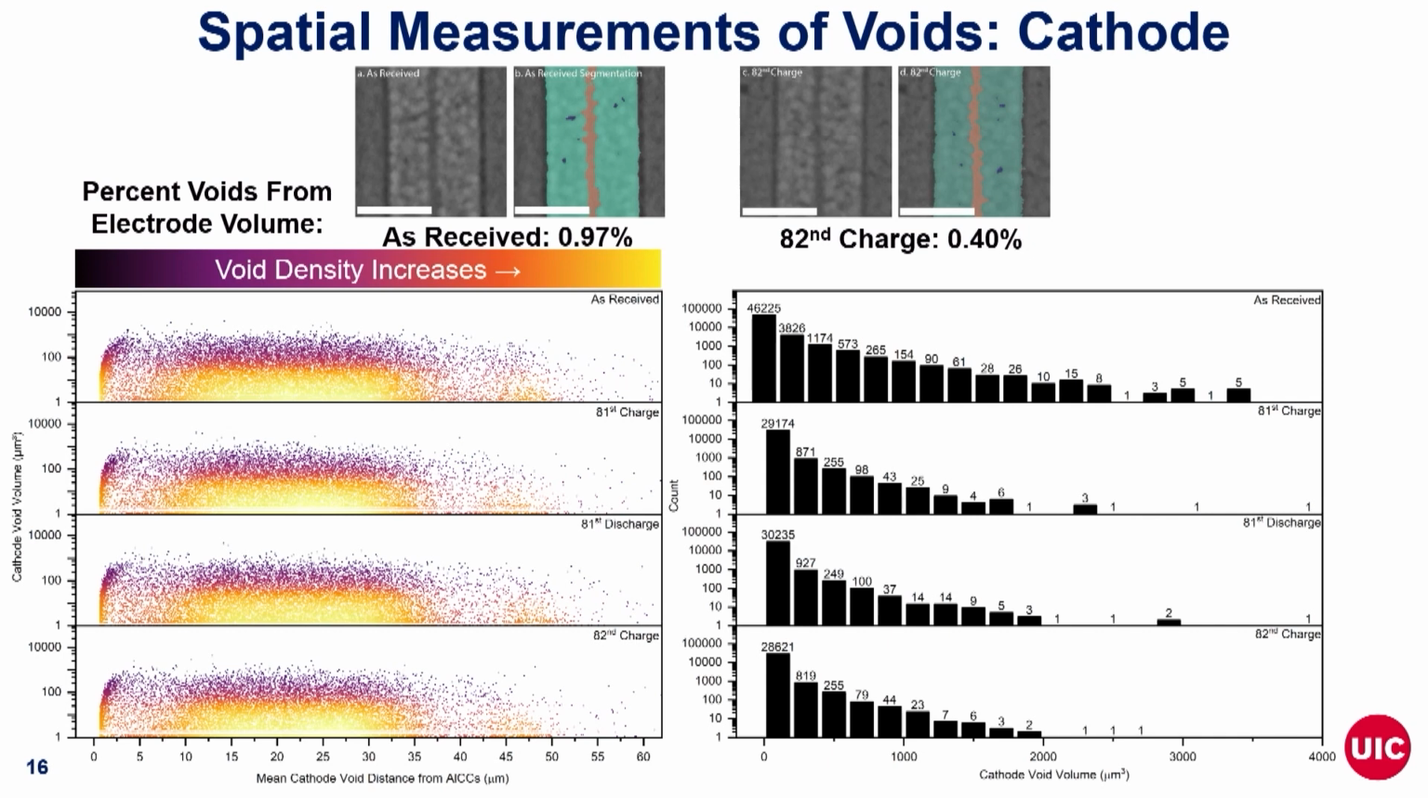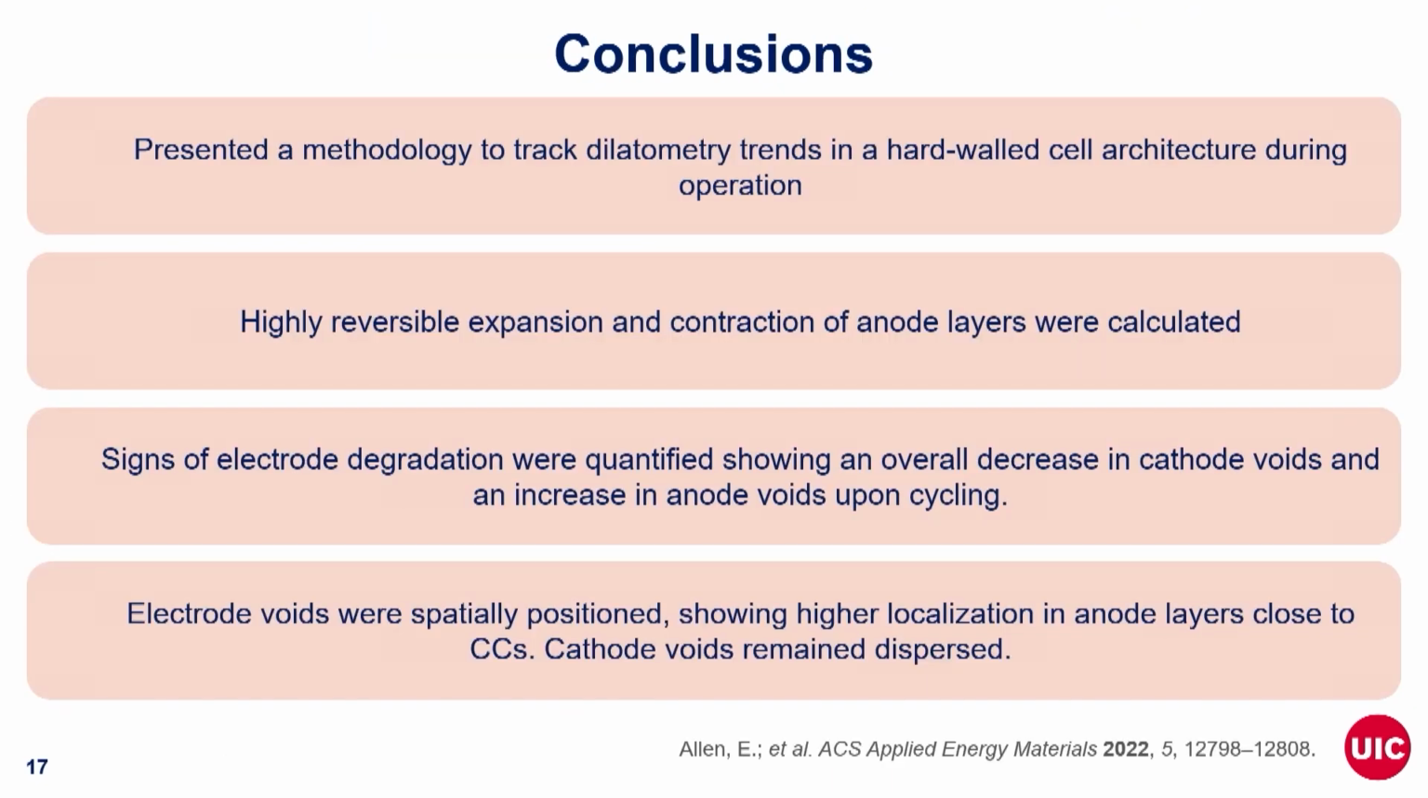Here we see more even voids formed along the entire body of the coating with some localization within the boundary, which could be due to some segmentation error. Harder to see, but we do see overall increase across the entire body. And then looking at the histographic data, we clearly see that decrease in void volume. And then again, that expansion contraction of the void network with the electrode layers.